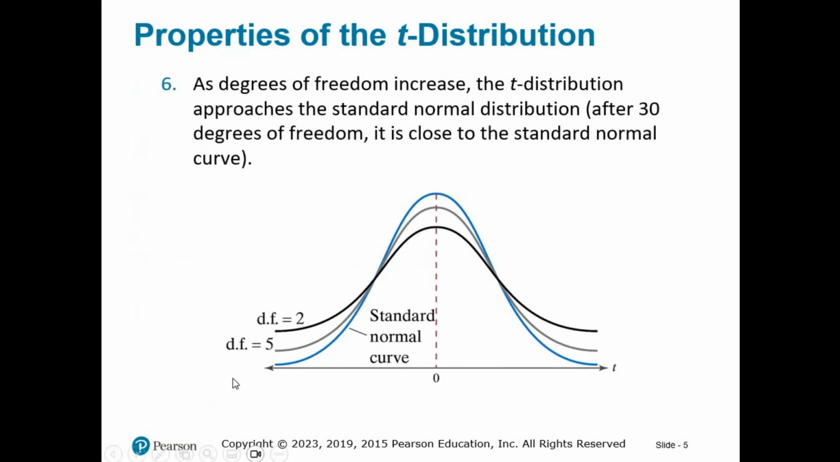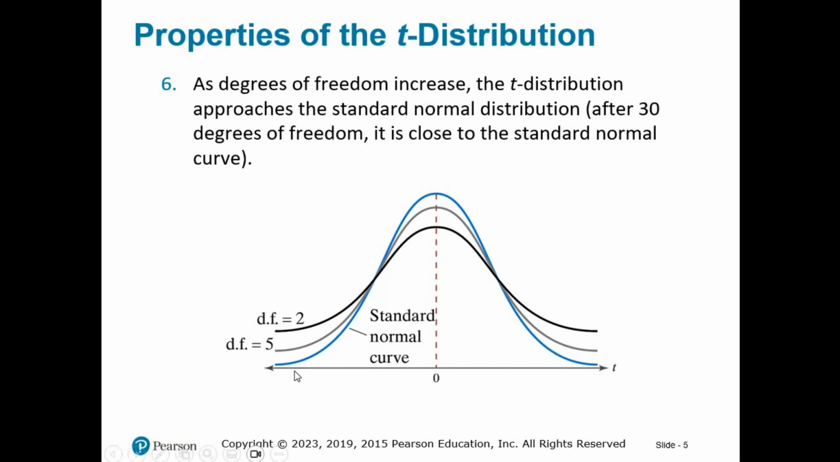Think of it this way. When people are coming into a classroom and picking out chairs, every time someone sits down, there's one less free choice for the next person to pick from. That's how degrees of freedom are. After a sample statistic has been defined, there's one fewer degree of freedom. As the degrees increase, they get closer and closer to the standard normal distribution. Once we get to 30, we're close to the standard normal curve.